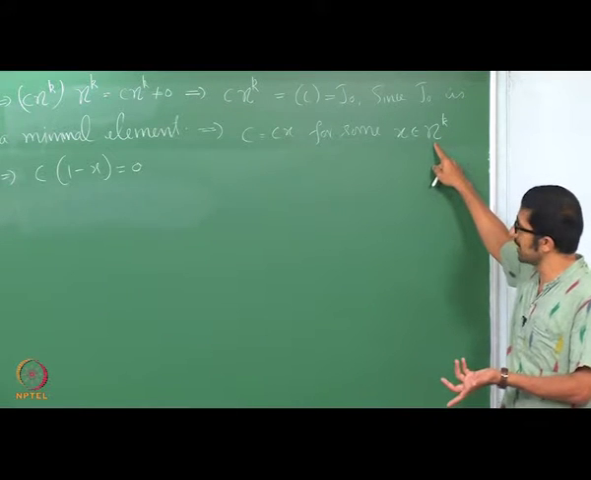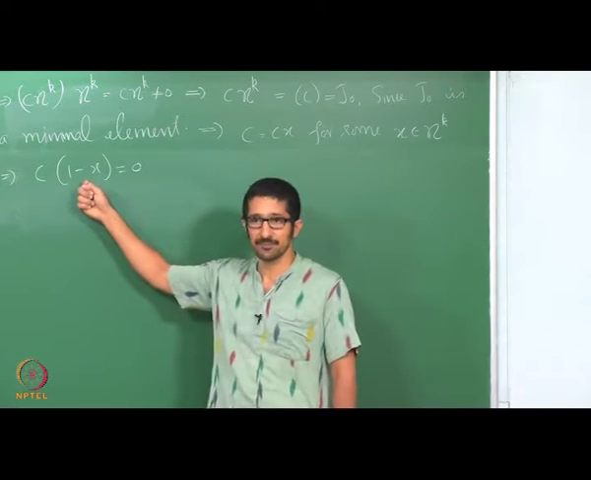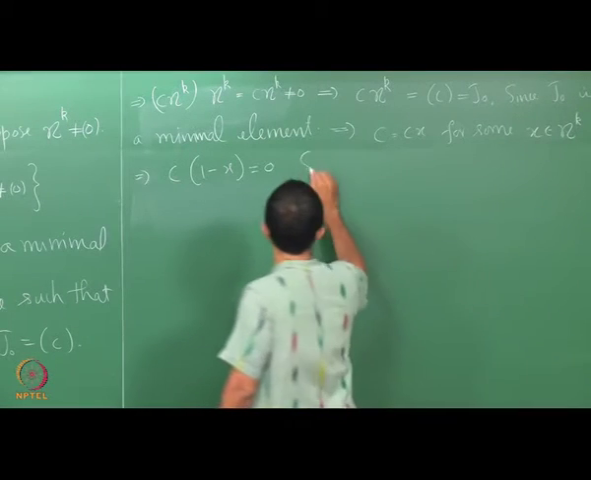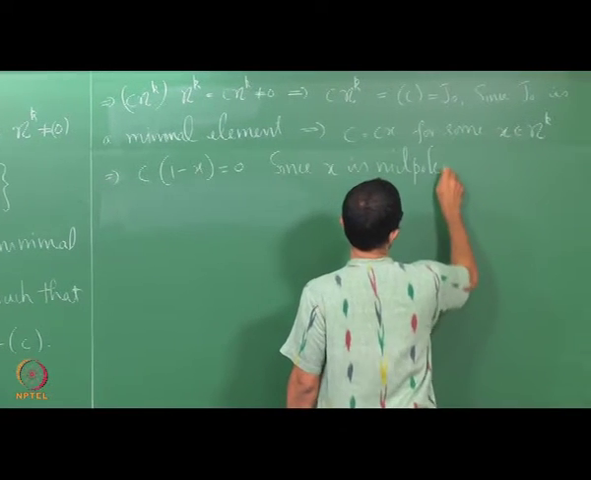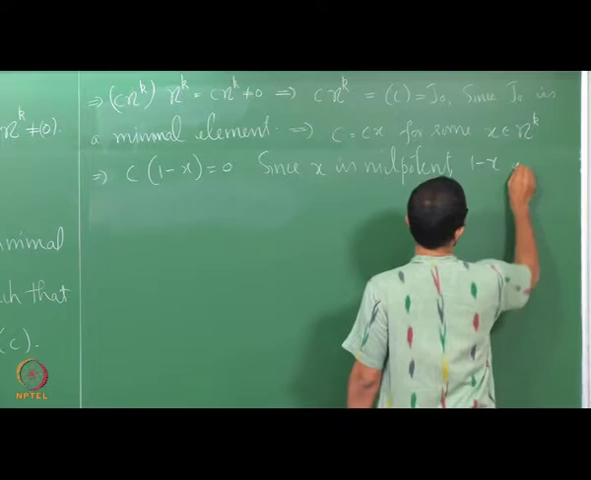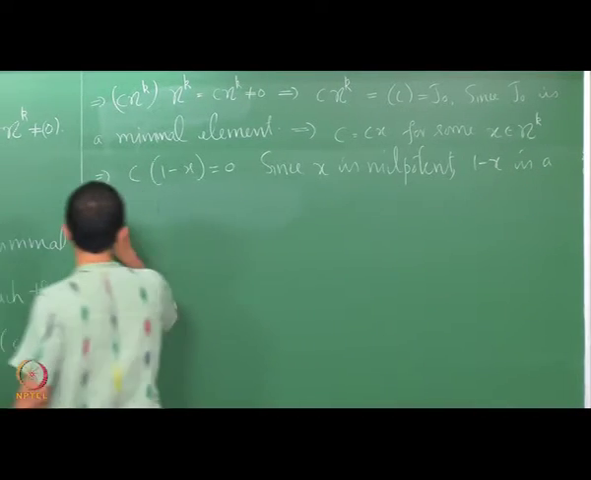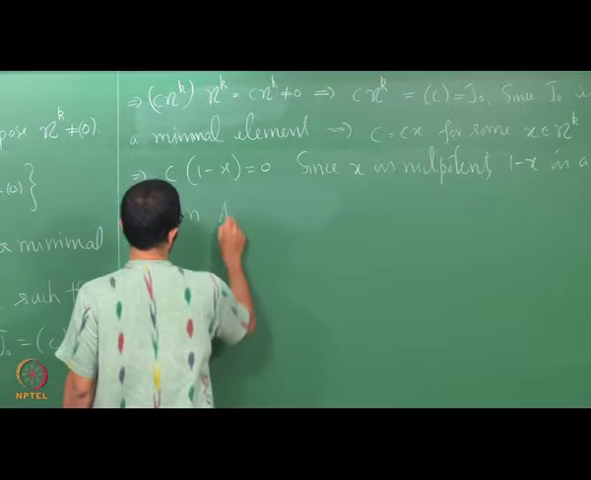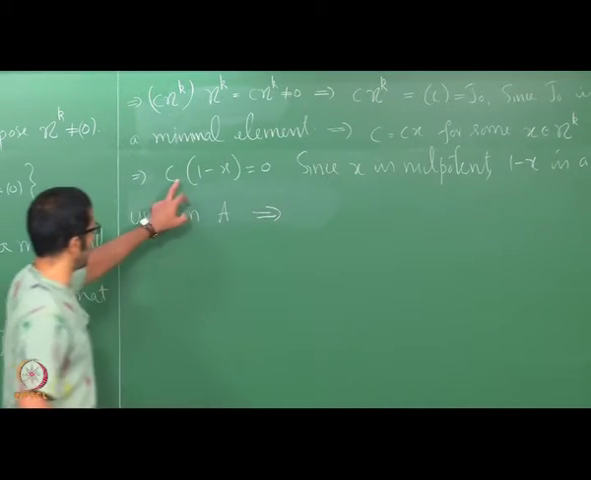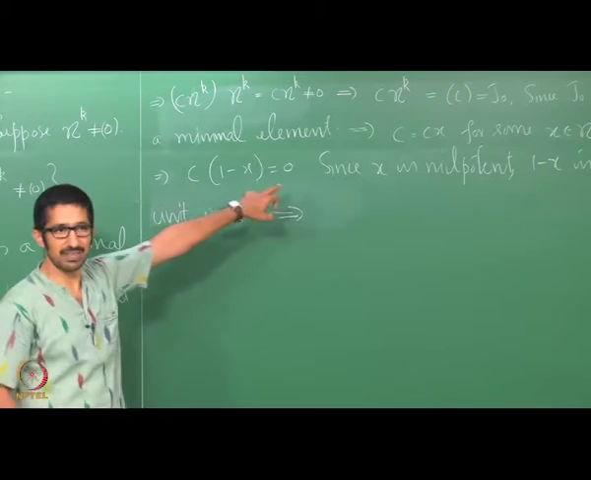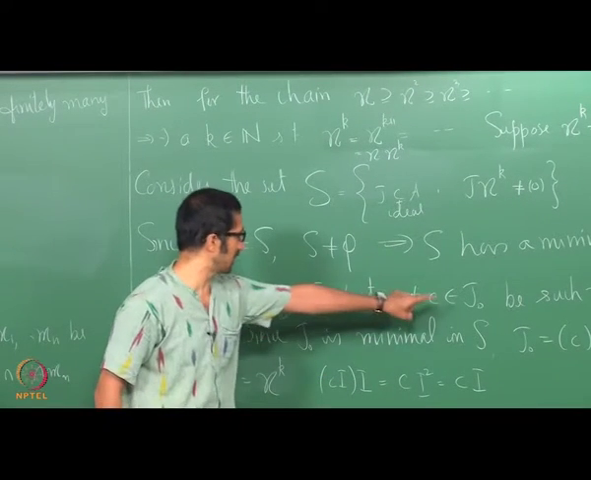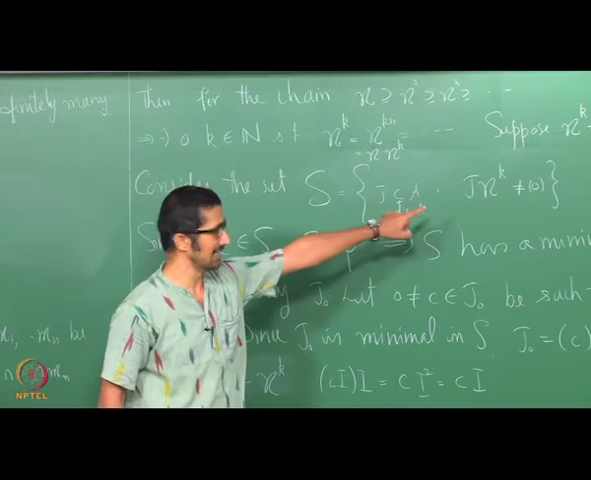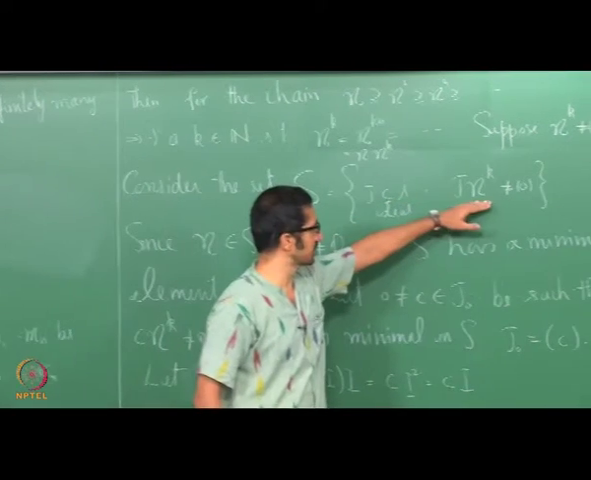If x is nilpotent, what can you say about 1 minus x? It is a unit, right? Since x is nilpotent, 1 minus x is a unit in A, and that would imply that C times a unit is 0 will imply that C is 0. But C is 0 means that our j naught is 0, and that was a contradiction to this assumption.